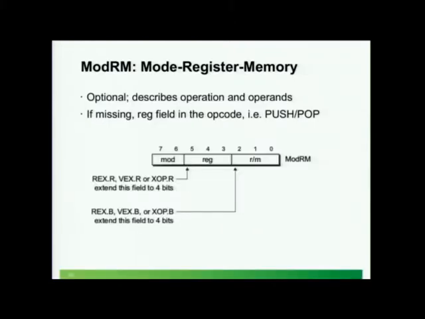After the opcode, you have a ModRM, which is another byte. And you have three fields in that byte. And with those fields, you can describe the operation you're doing and the operands. And this matters because with 64-bit, you added 8 more registers. And before that, they used 3 bits to select a register. They added another bit now, because you have to be able to select 16 registers, so it's like 2 to the power 4.